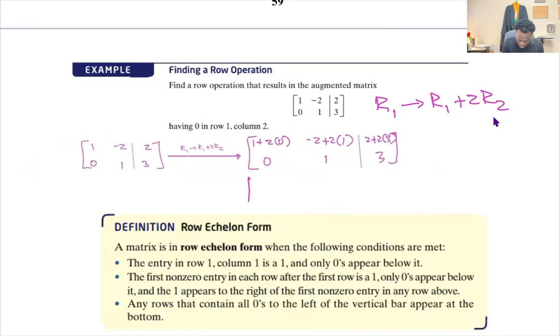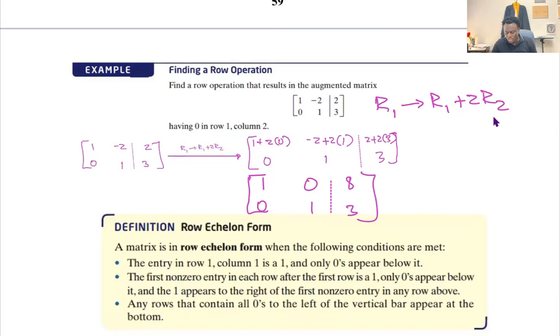So then the end result will be 1 plus 2 times 0. That's 1, because 2 times 0 is 0. So 1 plus 0 is 1. And then -2 plus 2 times 1, which is 2. So to make -2 positive 2, that's 0. And then 2 plus 2 times 3. 2 times 3 is 6, plus 2, so that's 8. And then 0, 1, and 3. So that is what we get in result for this operation.